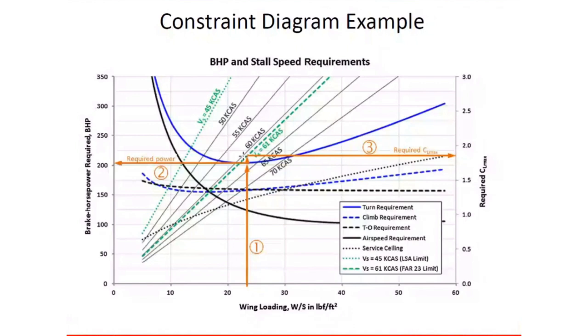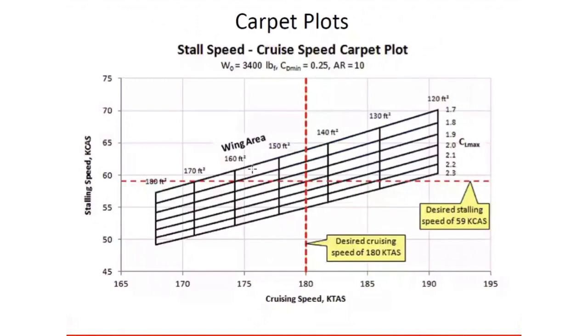So this is another plot which is done. This is called a carpet plot. Carpet plots used to be very popular in earlier days when we were doing everything by hand. So with calculation, you come out with a graph like this. What you see on the y-axis is the stalling speed, and what you have on the x-axis is the cruising speed. In this case, the desired cruising speed is 180 kts, and the desired stall speed is 59 kts. So these are the levels you want to look at.